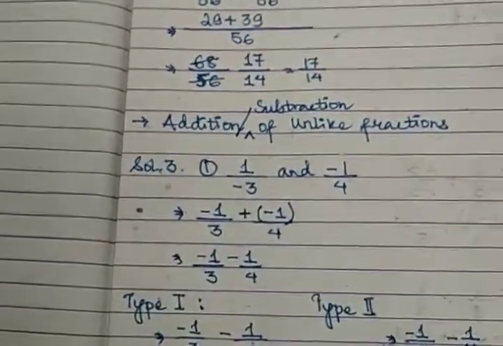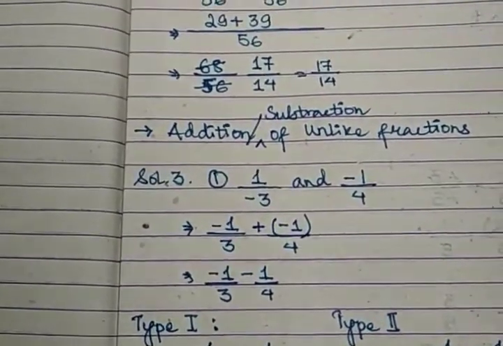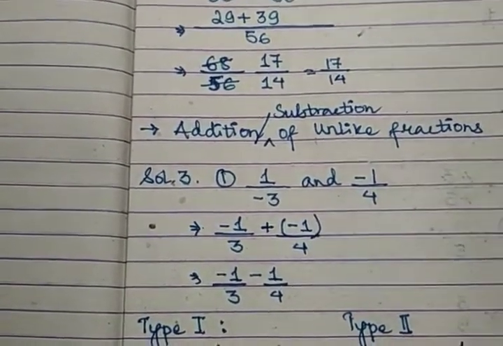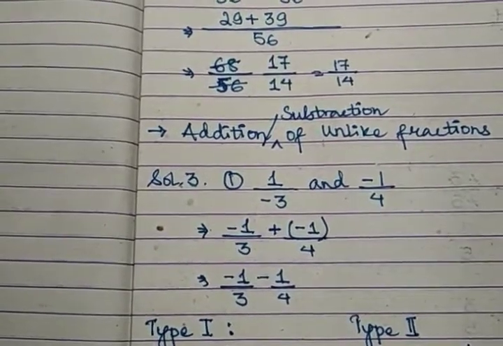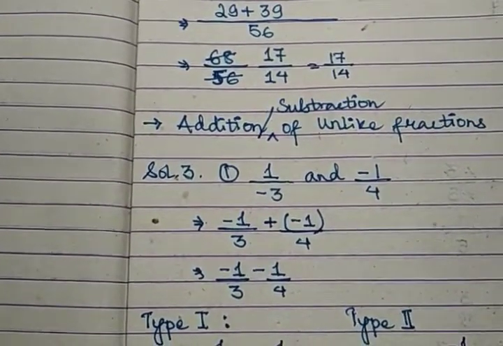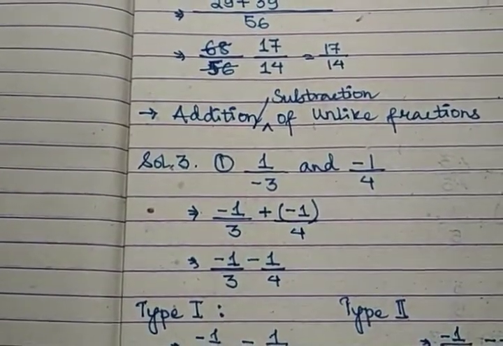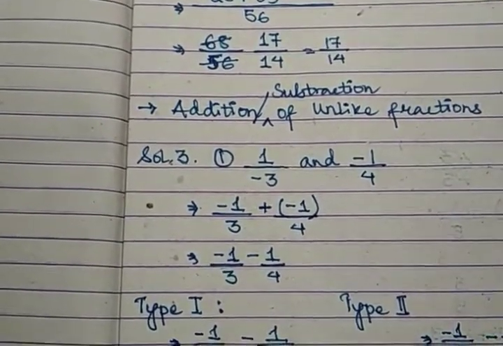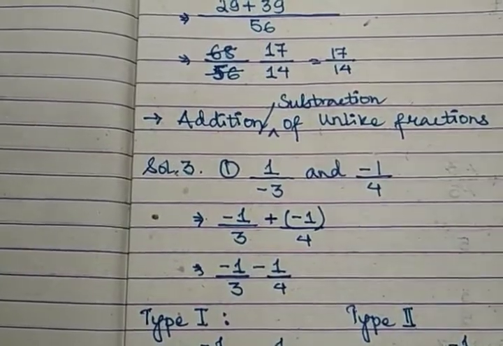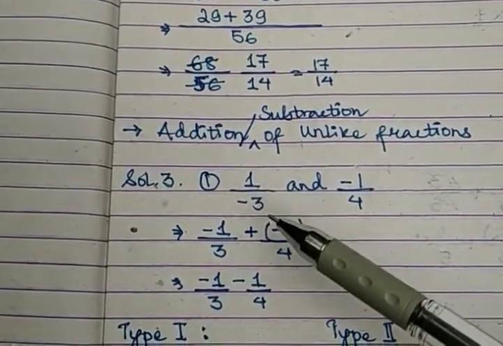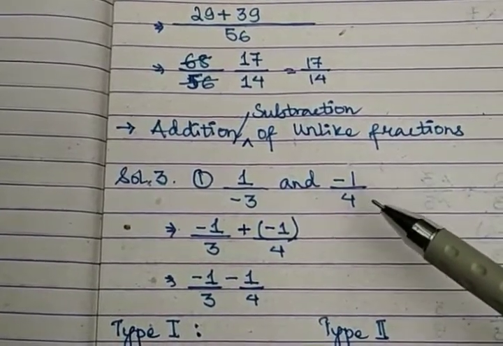Okay, moving on to the next type of addition of fractions. We had addition of like fractions. Now what happens if we have two different denominators? Let's figure that out. Question number 3.1: 1 divided by minus 3 and minus 1 divided by 4.